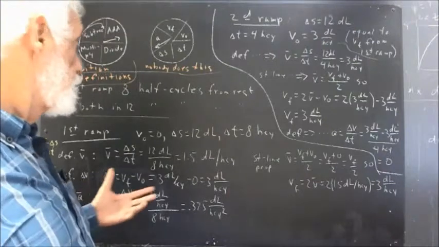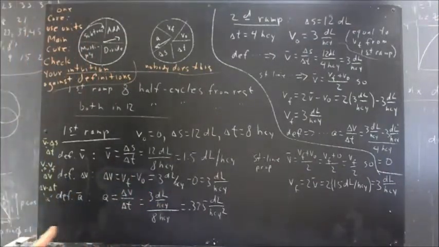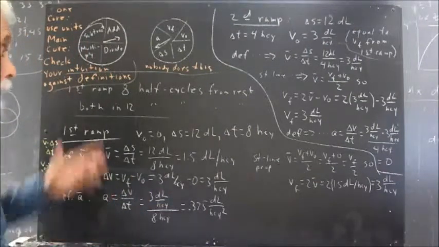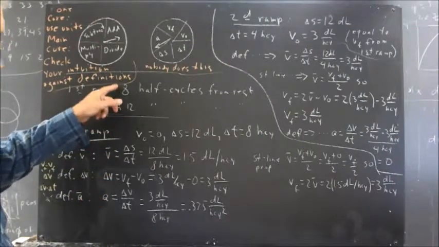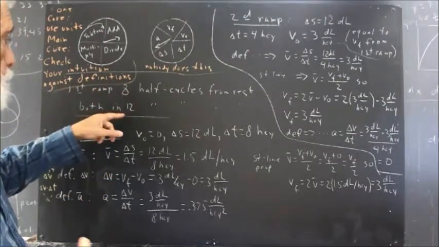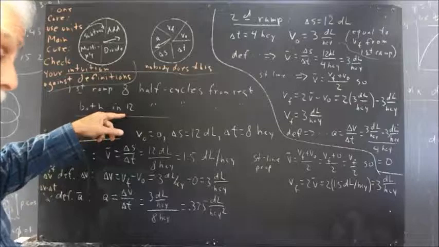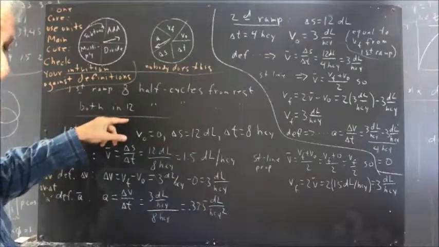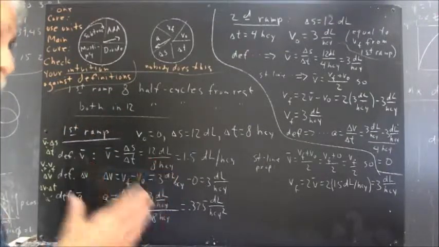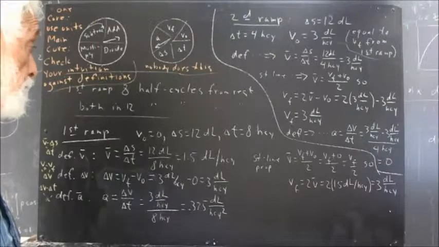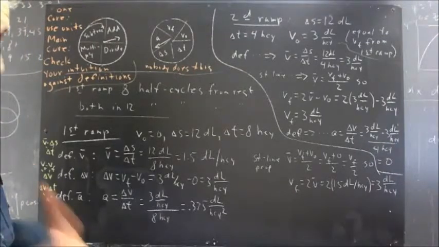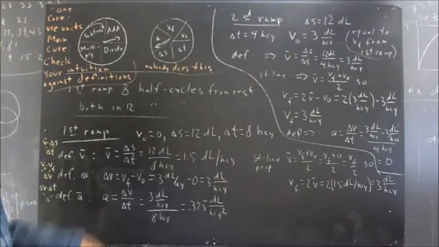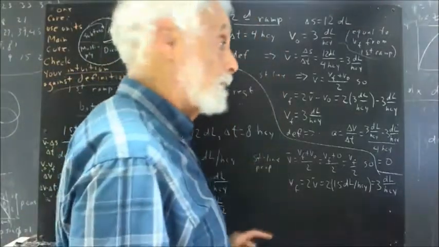Now we analyze the second ramp. Now it should be very clear, and I'm not going to detail it here, that if it takes 8 half cycles to get down the first ramp from rest, 12 cycles to go down the first and second ramp from rest, that the difference, the 4-cycle difference, or four half cycle difference, is the time required to go down the second ramp. So on the second ramp, what do we know?